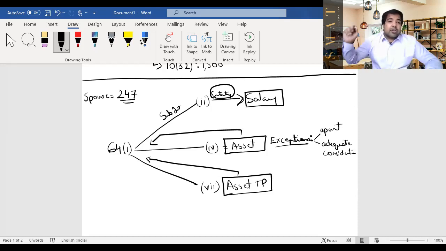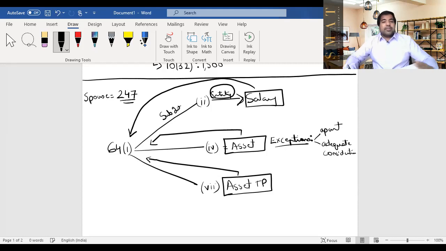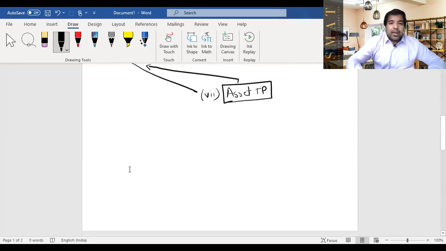If the exam question says the spouse is an engineer and you're paying her accounting fee, that means it's not linked to her qualifications. So even this case, it will come back. So in all these three cases, 2, 4 and 7, the income will come back from the spouse in your hands. Guys, only income will come back, asset will not come back.